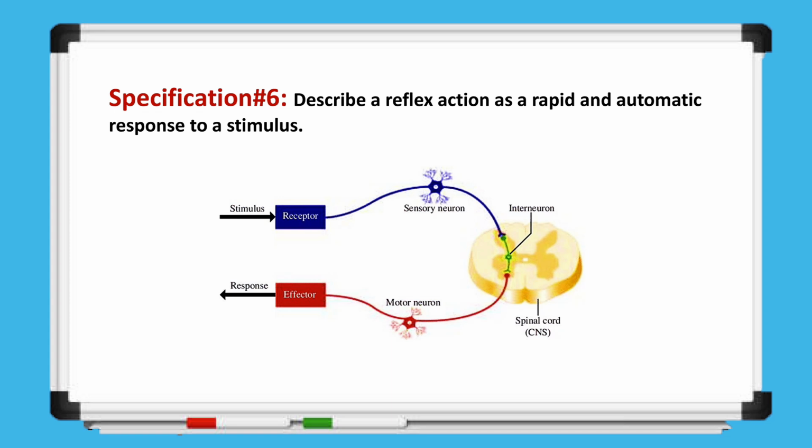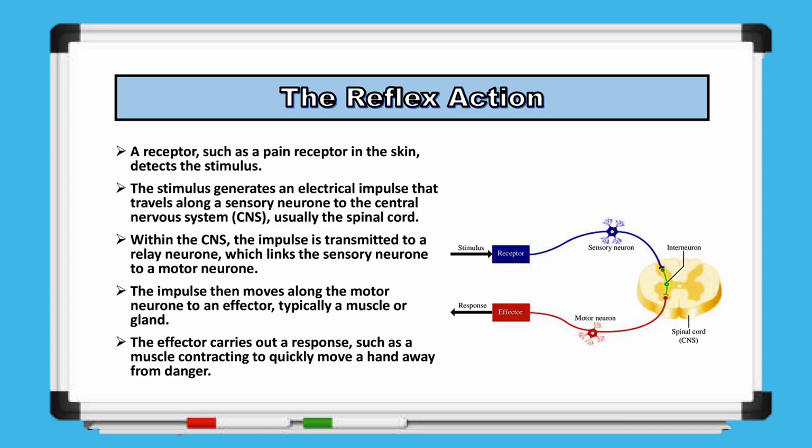Within the CNS, the impulse is passed to an interneuron or relay neuron, which transfers the signal to a motor neuron. The motor neuron carries the impulse to an effector, such as a muscle or gland, which produces the response. A reflex arc is the body's natural, automatic, and extremely fast response to a stimulus. This built-in protective mechanism is known as a reflex action, which helps the body react quickly without conscious thought.